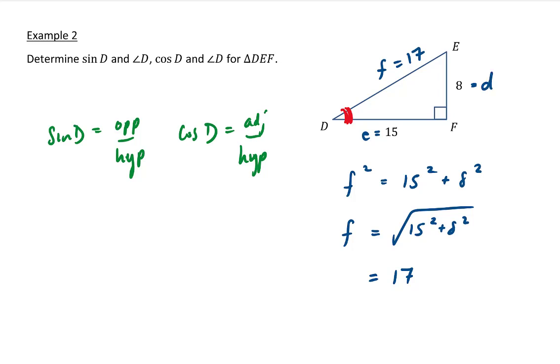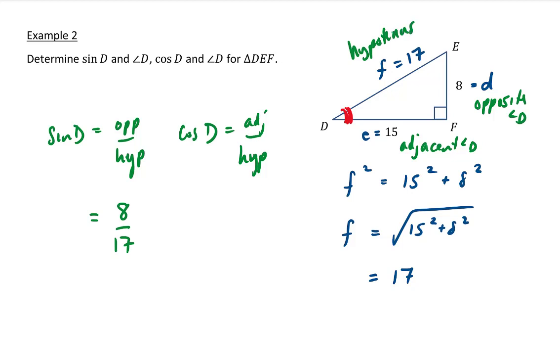So now that we have all three side lengths, we see that the sine of angle D is the opposite over the hypotenuse. So opposite is 8 over the hypotenuse, which is 17. So let's add that here. This is opposite angle D. This is adjacent angle D. And of course, this is our hypotenuse across the 90-degree angle. Cosine of angle D would be the adjacent side, so that'd be 15 over the hypotenuse of 17. So we've answered this part of the question. We found the sine ratio and the cosine ratio.